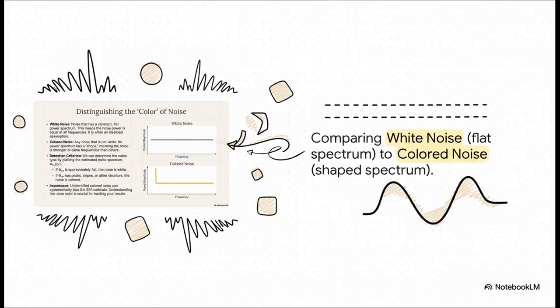Now, why bother looking at the noise? Because analyzing its spectrum is absolutely crucial. It tells us if we're dealing with white noise, which is nice and random and flat across all frequencies, or if we have colored noise. Colored noise is trickier. It has a specific shape or structure. And if we don't account for it, it can actually fool our analysis and bias our results. So understanding the color of our noise is key to trusting our final answer.